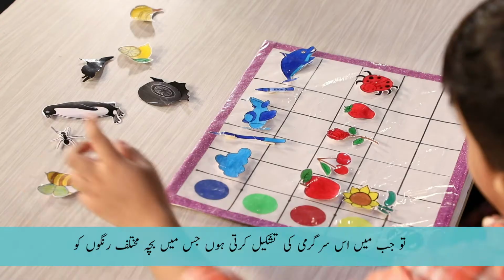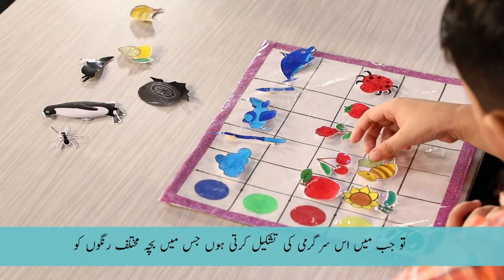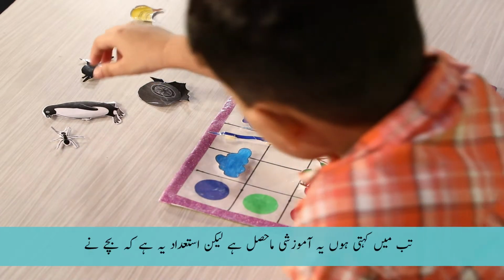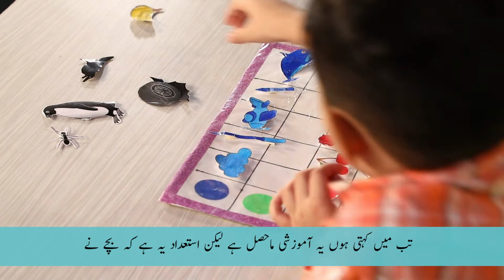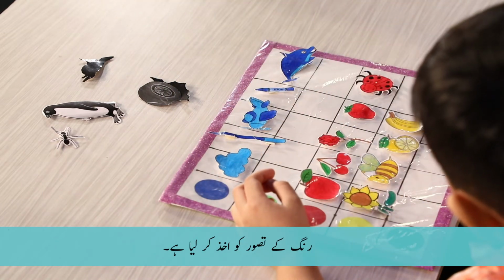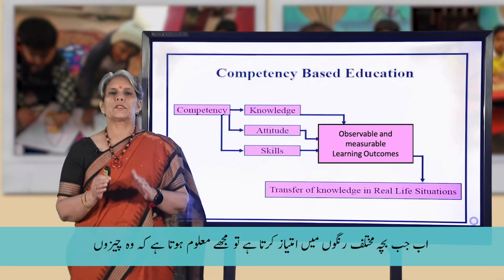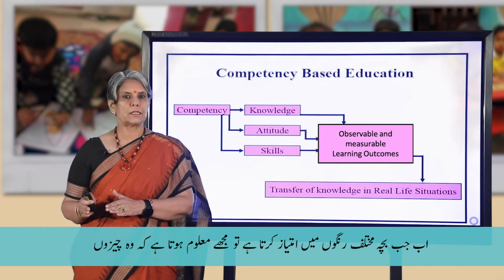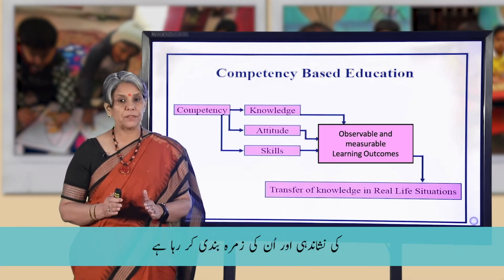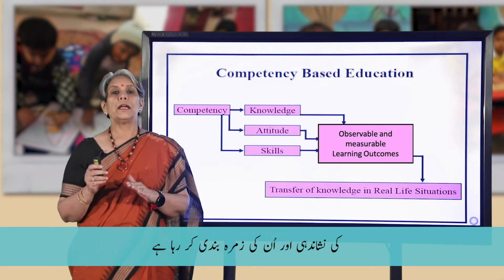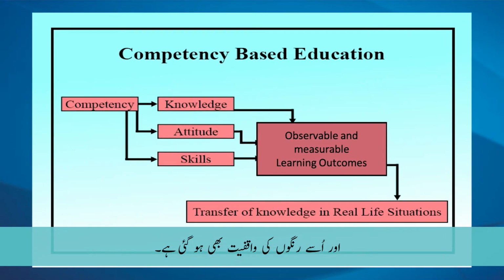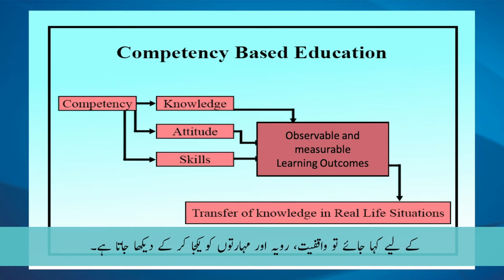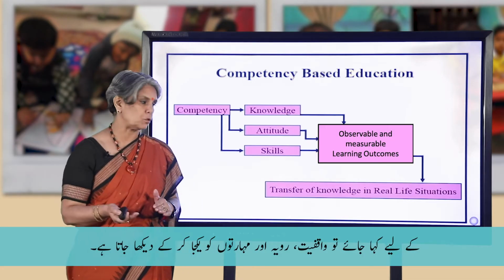So when I design that activity where the child is sorting different colors, then I say that this is a learning outcome, but the competency is that the child has acquired the concept of color. Now, when the child is differentiating different colors, I know that he is identifying, he is classifying, and he also has a knowledge of the colors. So, the knowledge, the attitude and the skills are seen together when a task is designed in such a way where the child is asked to do something.